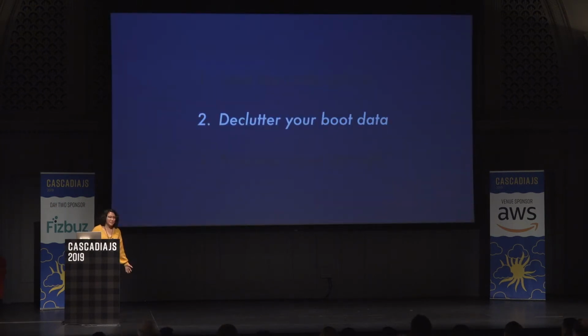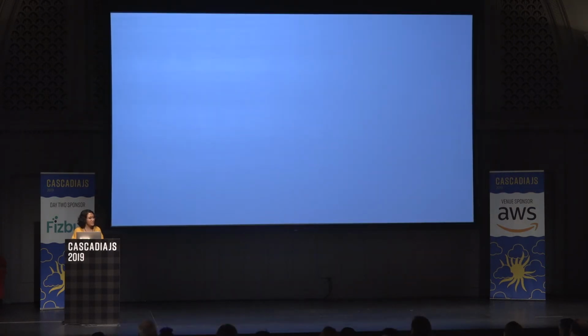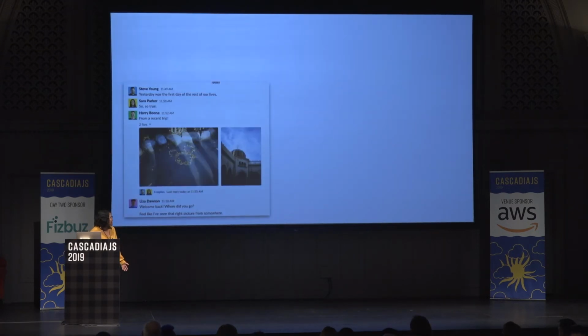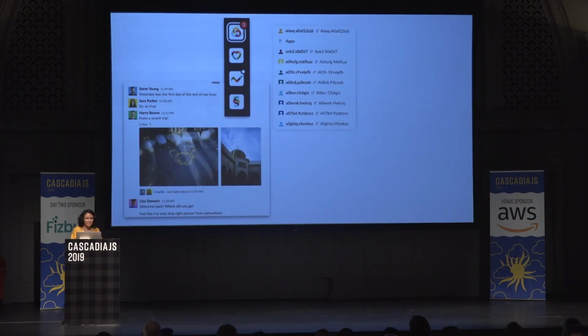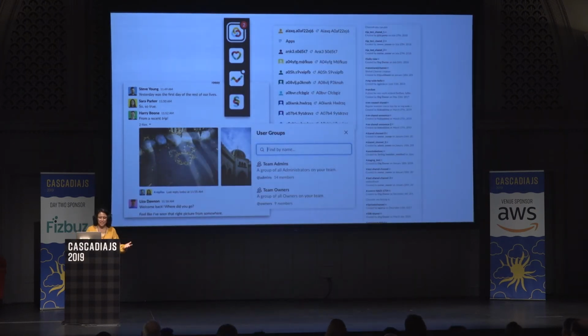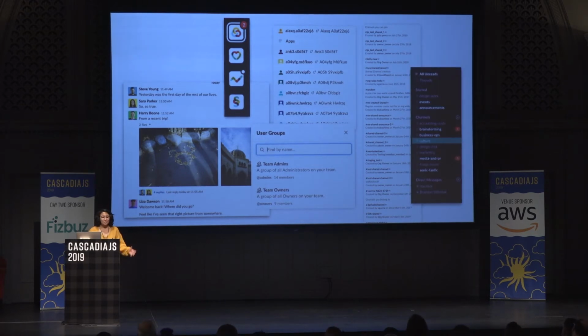So the second optimization we made was decluttering your boot data. As some of you might know, our app contains a lot of data. It's data like messages, all the teams you're signed into, members in your teams, user groups, channels, all your unread data. And we have one API call that fetches a majority of this data.